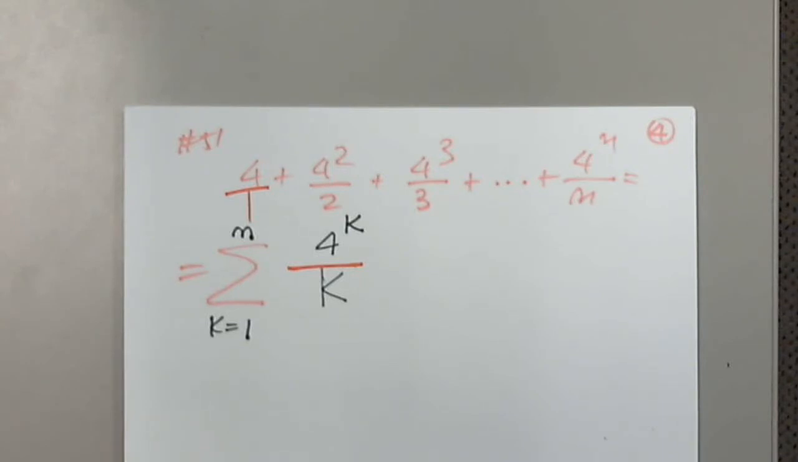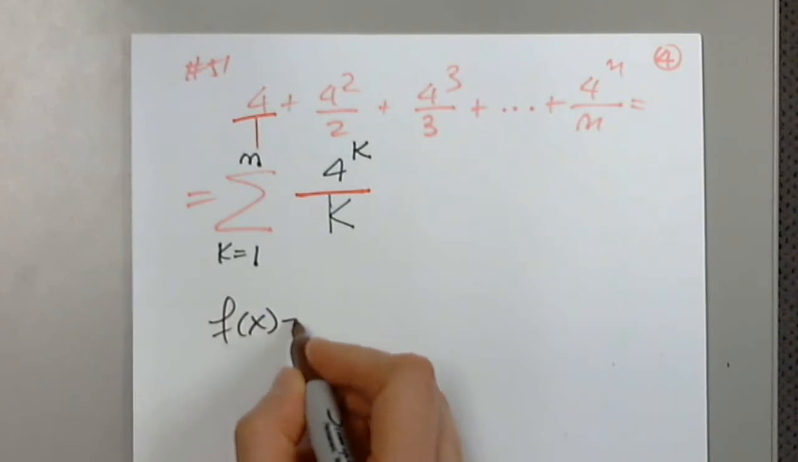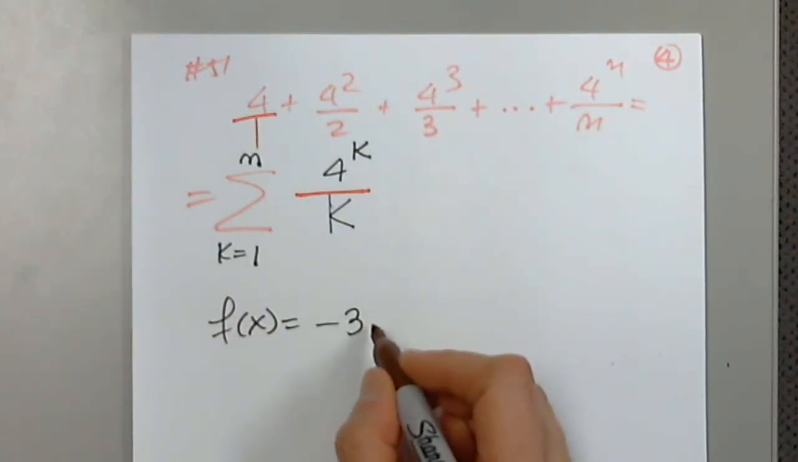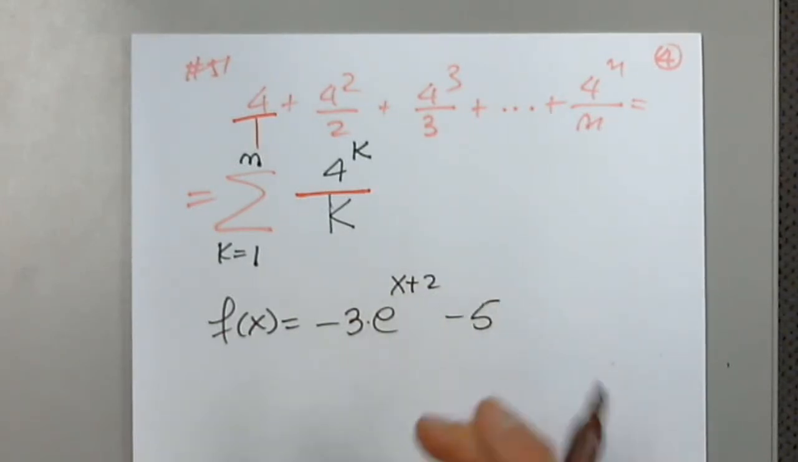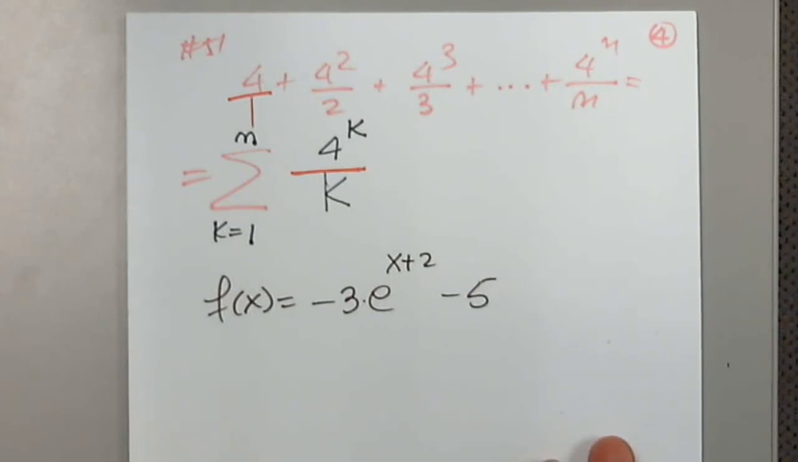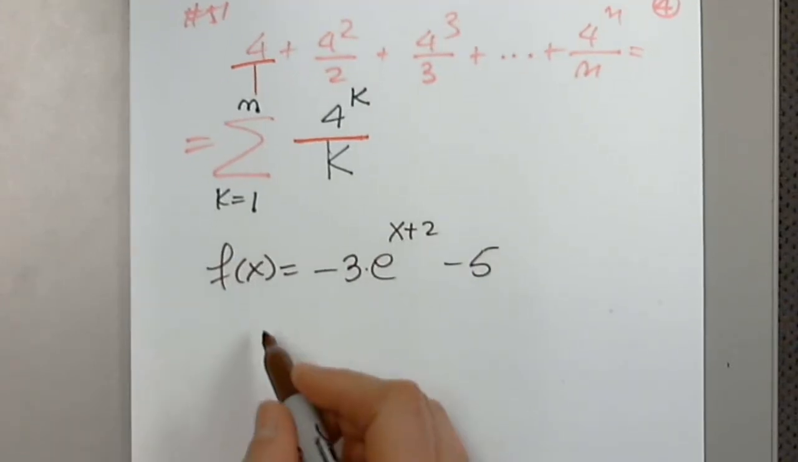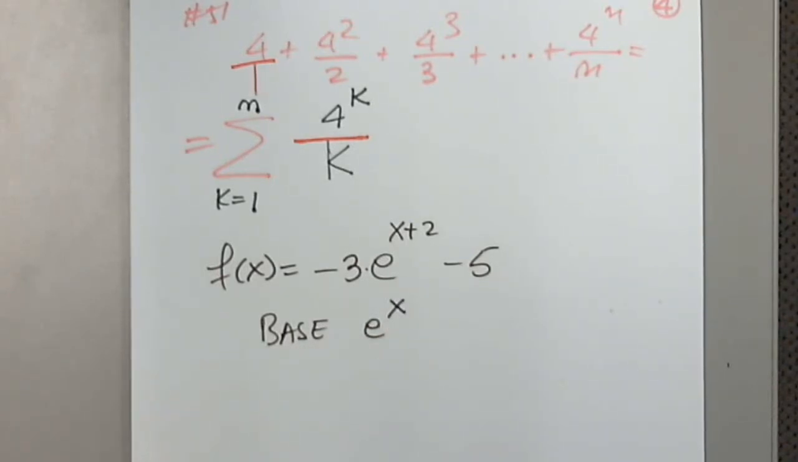Yes, the order of transformations is the order of operations. So for example, if you give me a function like this, negative 3 times e to x plus 2, minus 5, there are several transformations in this, right? Now, I have to present the base function, and the base function is definitely e to the x. That's the core function used here.